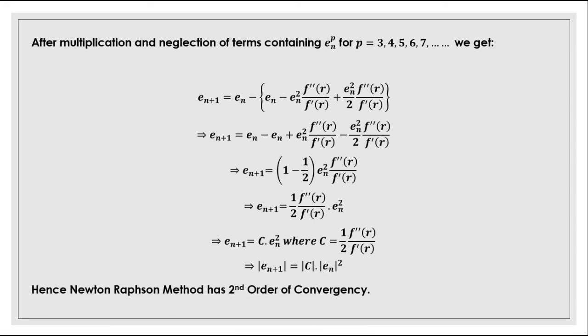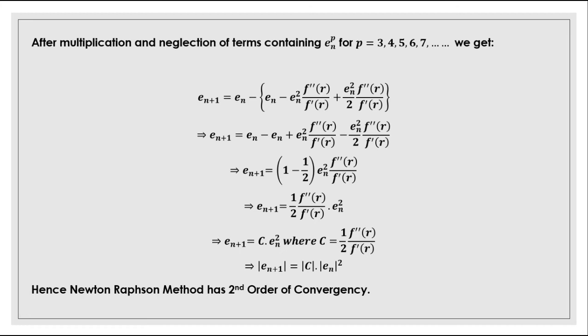So this was the proof of the order of convergence of the Newton Raphson method. As I told you, the bisection method has first order of convergence, which is a very slowly converging method. The fixed point iteration method, the order of convergence of the fixed point iteration method is arbitrary.